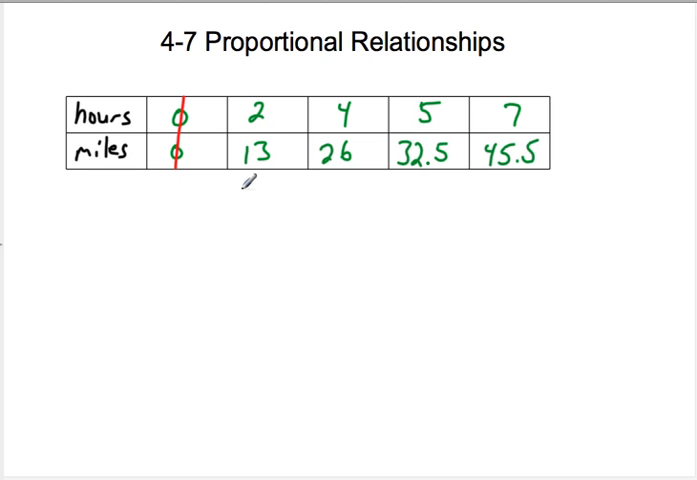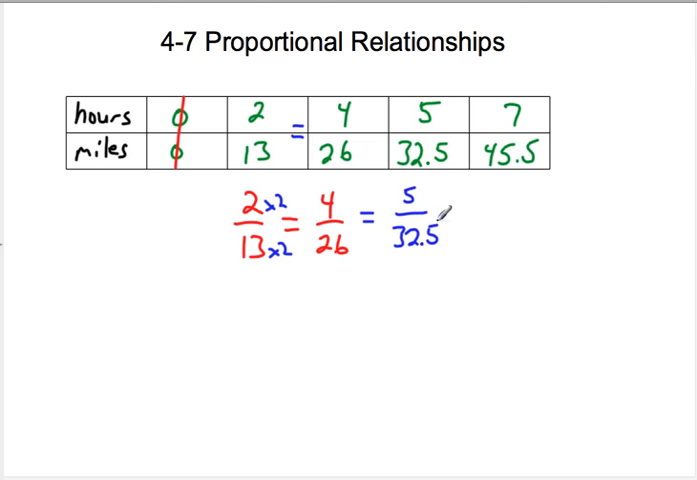But we can turn this 2 over 13 into a fraction. And we want to know if that's equal to 4 over 26. There's a couple ways we can determine that. This one might be pretty obvious. If you multiply both the top and bottom by 2, you get 4 and you get 26. So these two fractions are in proportion, they are equal. So now the question is, is 4 over 26, or 2 over 13 for that matter, going to be equal to 5 over 32.5?